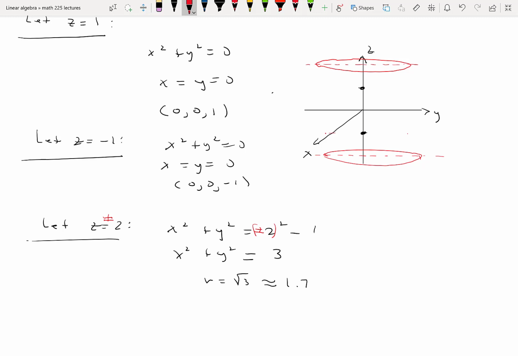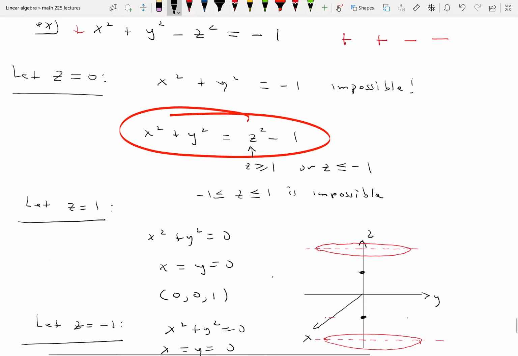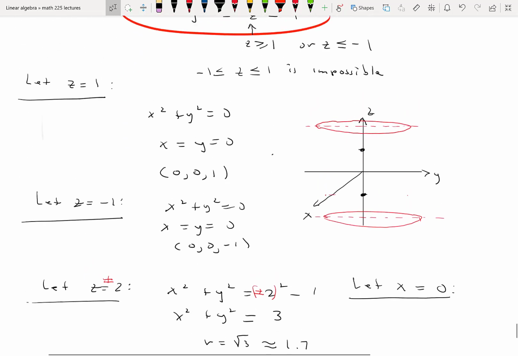Let's see what's going on in the YZ plane. In the YZ plane, that's where x equals 0. Okay. I'm going to use the version of my surface that I circled in a big red circle: x squared plus y squared equals z squared minus 1.